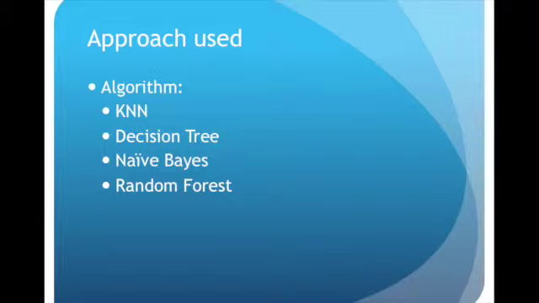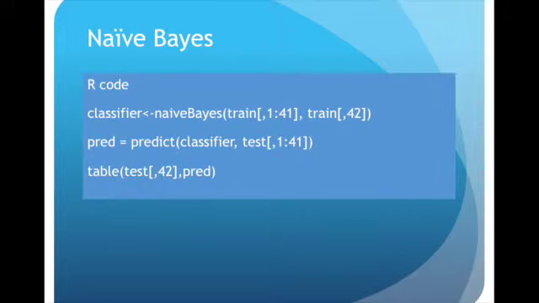I mainly use three learning algorithms. They are decision trees, naive Bayes, and random forest. First, I use naive Bayes because it is the simplest algorithm that I can implement, and it has many advantages. For example, it has a very high accuracy.